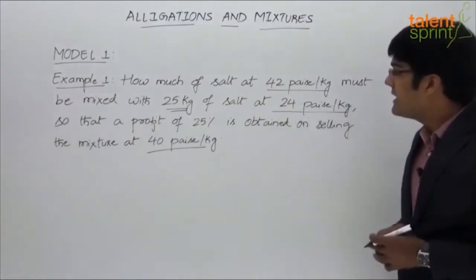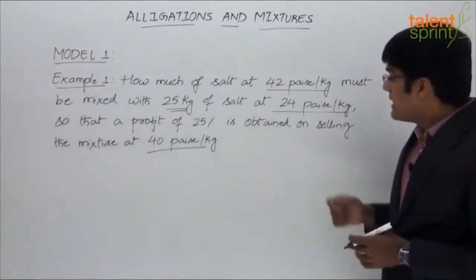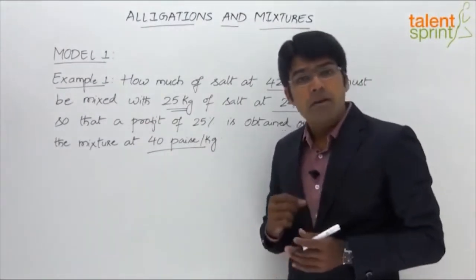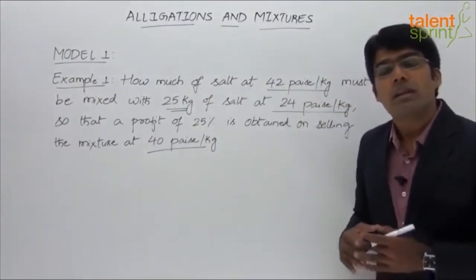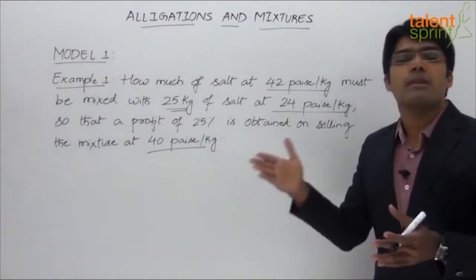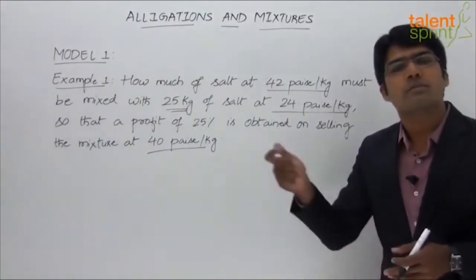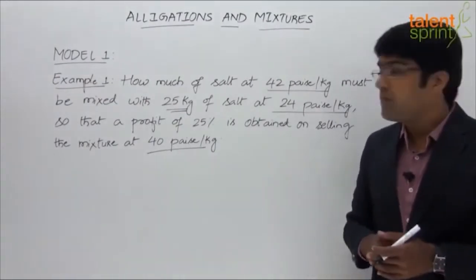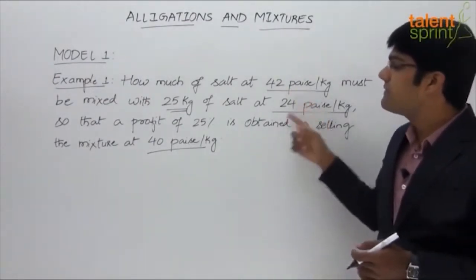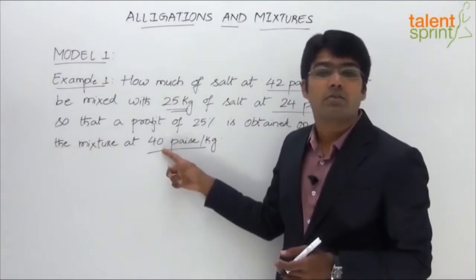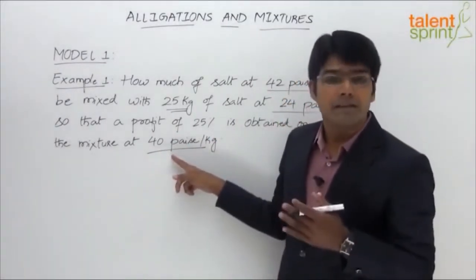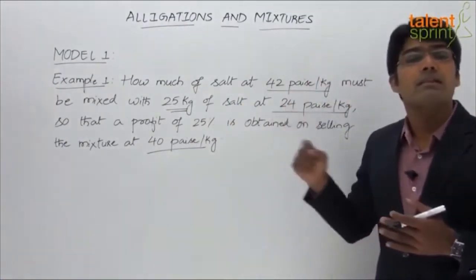But one important point that we need to understand here is that the selling price of the mixture is given, that is 40 paisa per kg. Remember, whenever we apply the alligation rule, it is based on the cost price of all the ingredients, right? The cost price of type 1, the cost price of type 2, and the cost price of the mixture. We cannot use 42, 24 and 40 in the alligation rule, because these two here are cost price and this here is the selling price, right? Everything should be in terms of cost price.